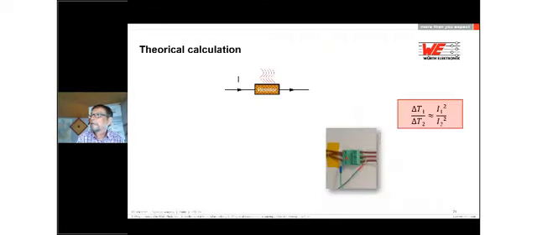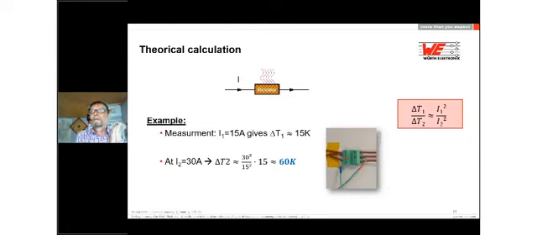So there is the theoretical calculation. You see the formula on the right side. And I give you an example. When we put an I1 of 15 amps on our connector or on our resistor, which is the same in this case, it gives us a delta T of 15 Kelvin. Say the temperature rise was 15 Kelvin at 15 amps.